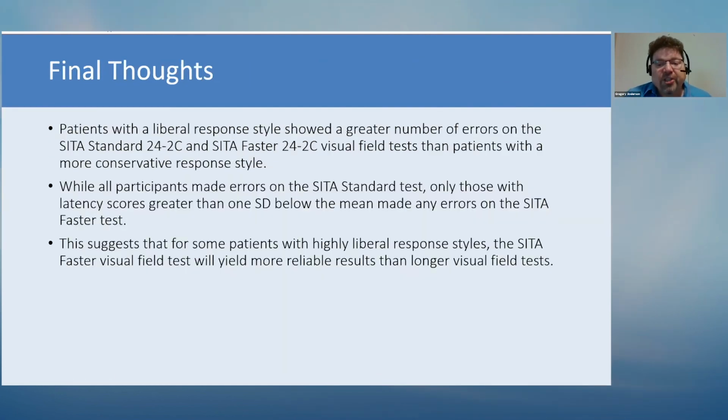So in this study, we saw that participants with liberal response styles showed a greater number of errors on the two visual field tests than participants with a conservative response style. And as we would expect, given the literature on the effects of duration on variables of attention, we found that people made fewer errors on the shorter SITA Faster 24-2C than they did on the standard version. In fact, only those participants with latency scores more than 1 standard deviation below the mean made any errors at all on the SITA Faster test. These two findings suggest that for some patients with highly liberal response styles, the SITA Faster visual field test will yield more reliable results than longer visual field tests.